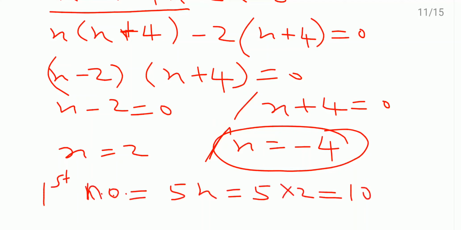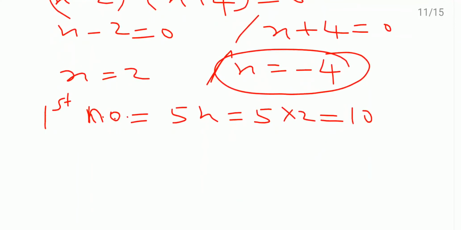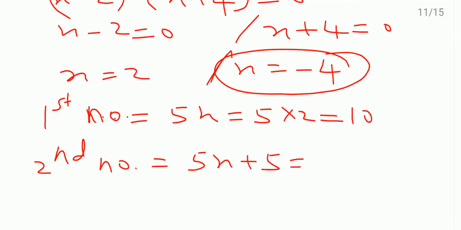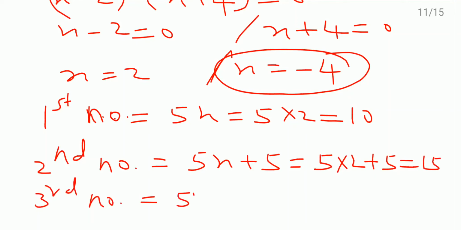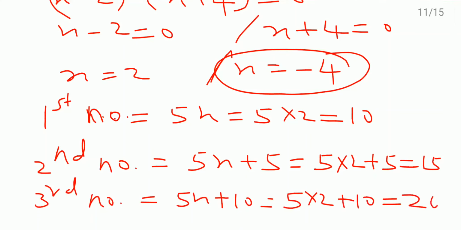Okay. Now the second number we'll write down. Second number, which is equal to 5x plus 5, which is equal to here 5 into 2 plus 5. So it comes as 15. And the third number, which is equal to 5x plus 10, which is equal to 5 into 2 plus 10, which is 20. Yeah. So the third number is 20.